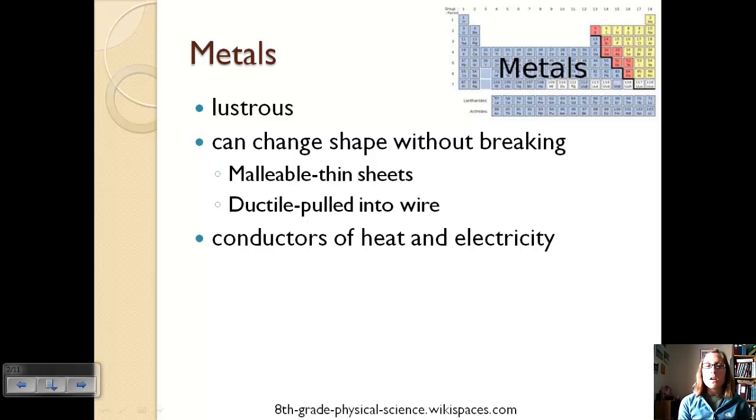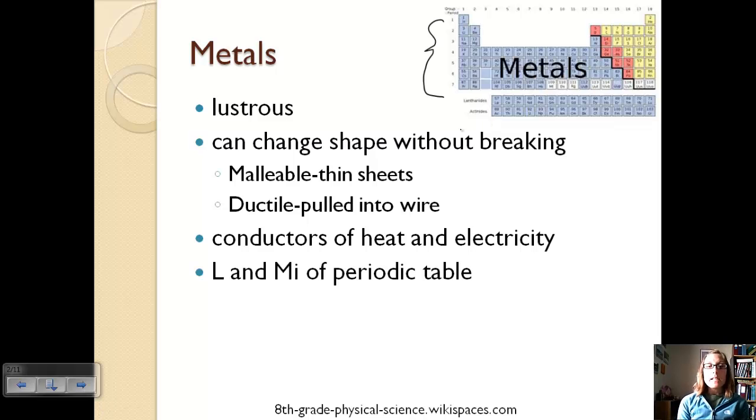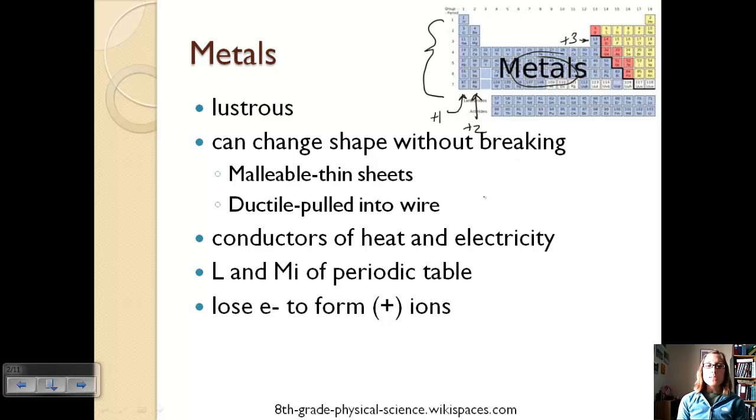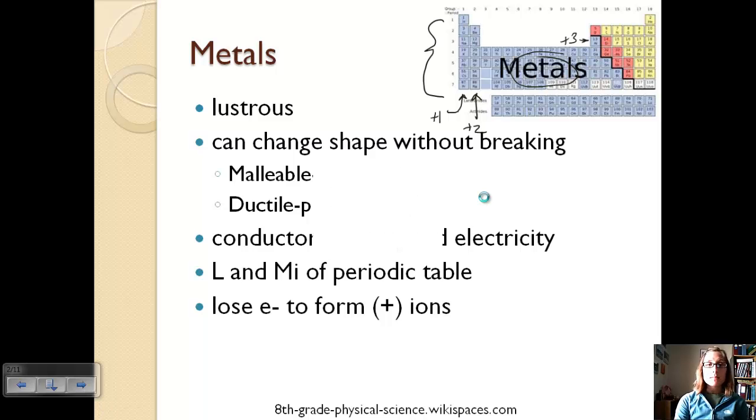Okay, so we've got all of our metals in blue over here. So metals take up most of the periodic table. So they're on the left and the middle of the periodic table. Metals will also lose electrons to form positive ions. So if you remember when we talked about charges of ions before, this first group is a +1, so it lost 1 electron. The second group is a +2. You've got all our transition metals that are positively charged, and this group is a +3. So they're losing electrons to form positive ions.